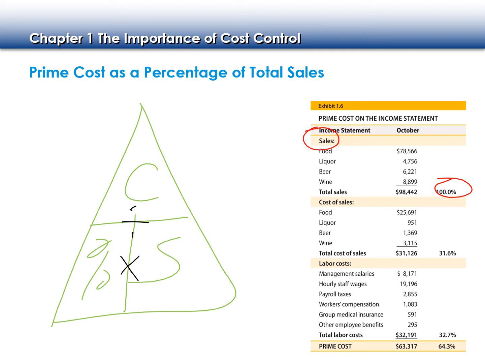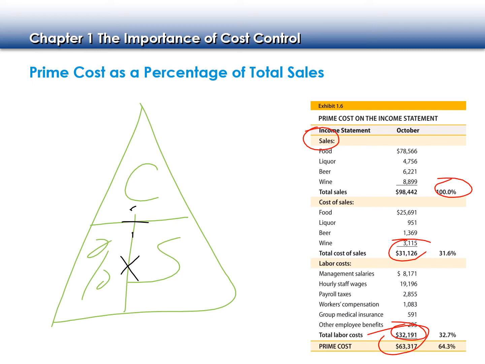So I sold $98,442. But $31,000 was my food and beverage cost, and $32,000 was my labor cost. So my prime cost is actually $63,317. That's what it cost me to make the food and sell it, for the $98,000 that I brought in.